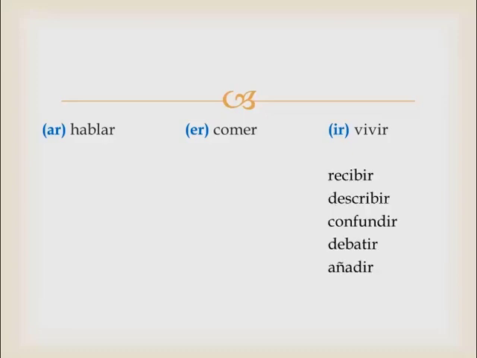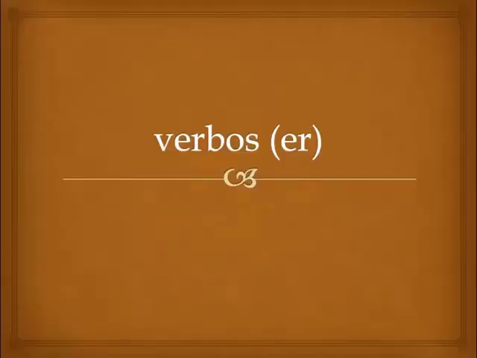The next list we're going to look at is going to be verbs in the third conjugation, or in English we would call them IR verbs. And we're going to see how to conjugate to receive, to describe, to confuse, to debate, and to add. That's the next lesson. You can see they all end in IR. As far as this lesson, we've just finished it. We've looked at verbs that end in ER or verbs in the segunda conjugación.